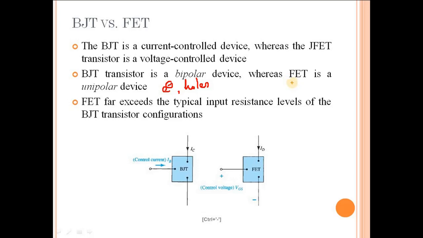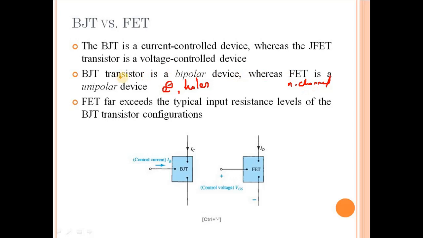If it is an N channel JFET, then only the electrons are active during the operation of the JFET. So the current conduction is only due to the movement of electrons in an N channel JFET. Similarly, for a P channel JFET, only the holes will participate in the operation of the JFET.